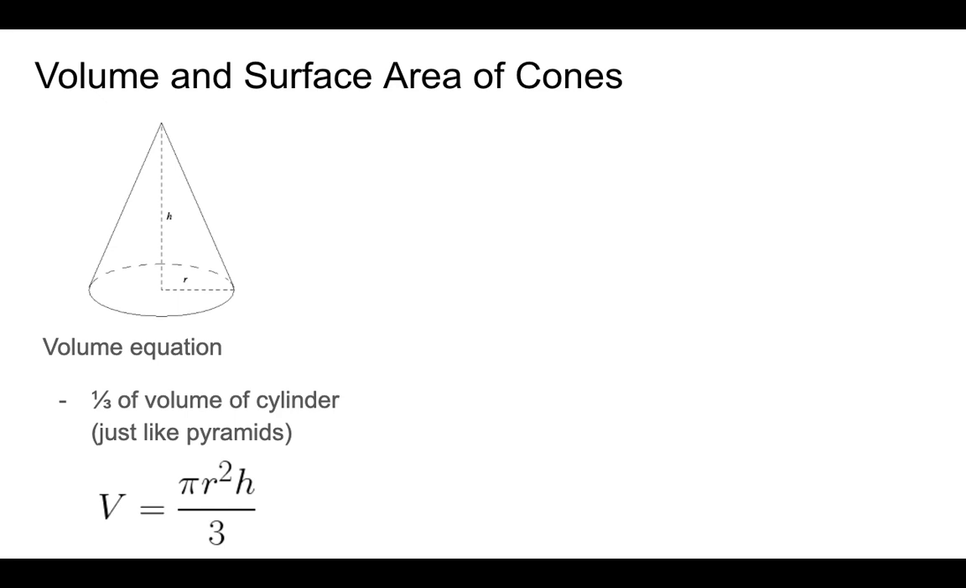Now the surface area, if we take a look at the net, and this is what a net looks like. You can see there's a circle, that's our base, and then you can see that the side of it is kind of like a quarter of a pie. If you think of this as making a full circle, it's like a quarter of a circle.